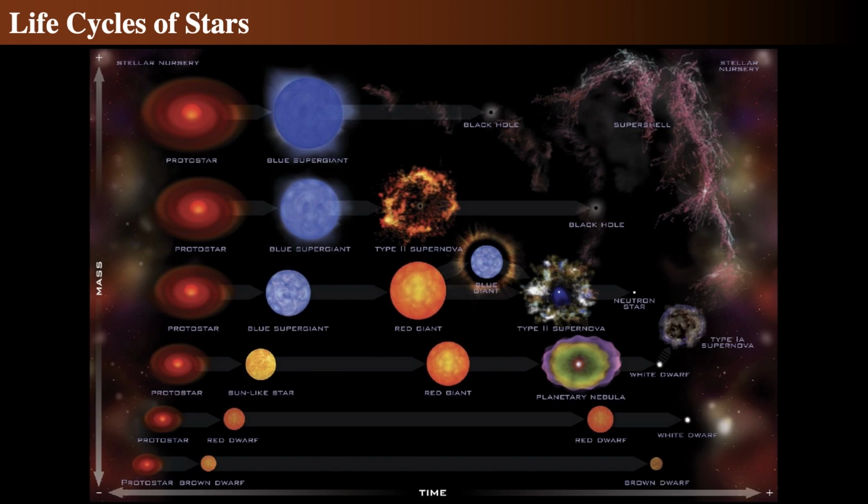But we're going to look at the third tier, which is a Sun-like star that starts from a protostar, becomes the Sun-like thing, becomes a red giant, forms this thing called a planetary nebula, and a white dwarf. We'll talk about some of the other stuff later, but the top bunch we will talk about next time. So the life cycles of stars tell us how stars are born, how they live, and how they die.